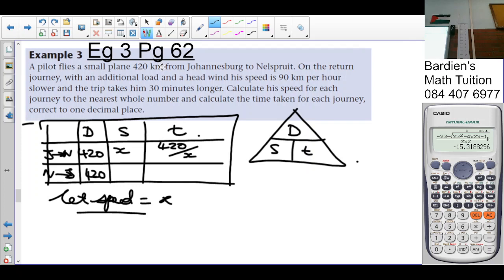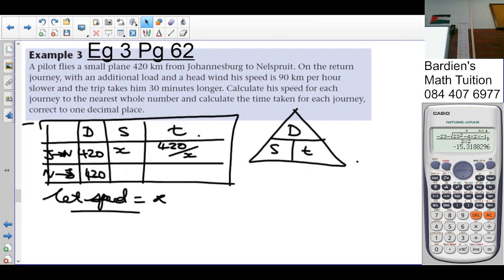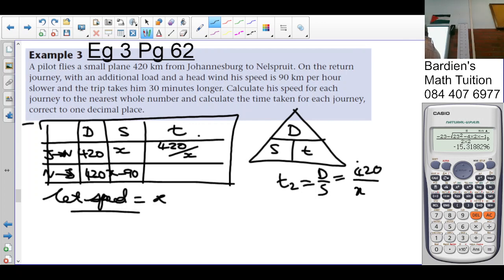Okay. Let's close it. So what happens is, now, if the return is 90 kilometers per hour slower, it's going to be x minus 90. To work out your second time, t2, is again going to be d over s. So what's your distance in that case? 420 over x minus 90.